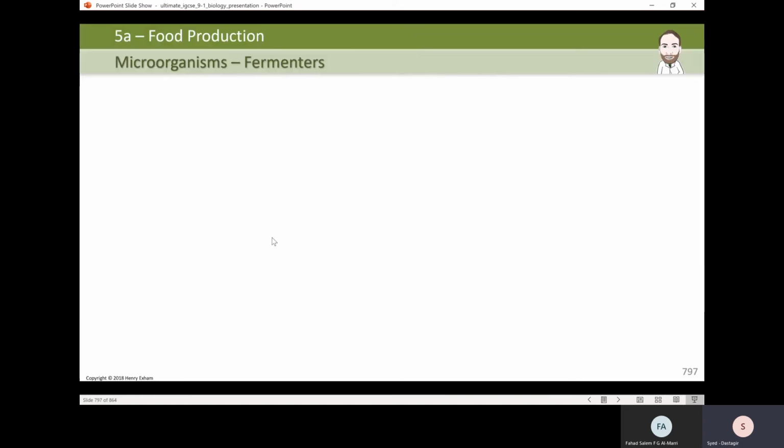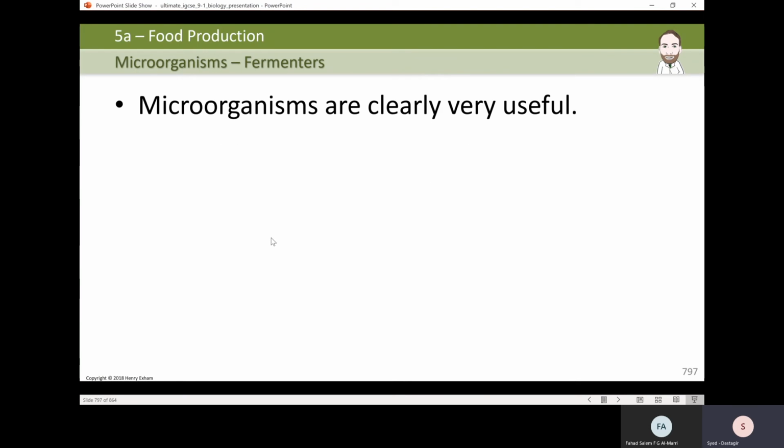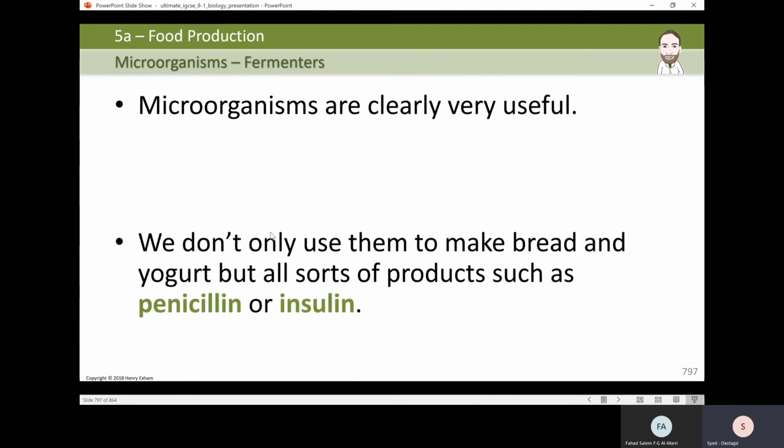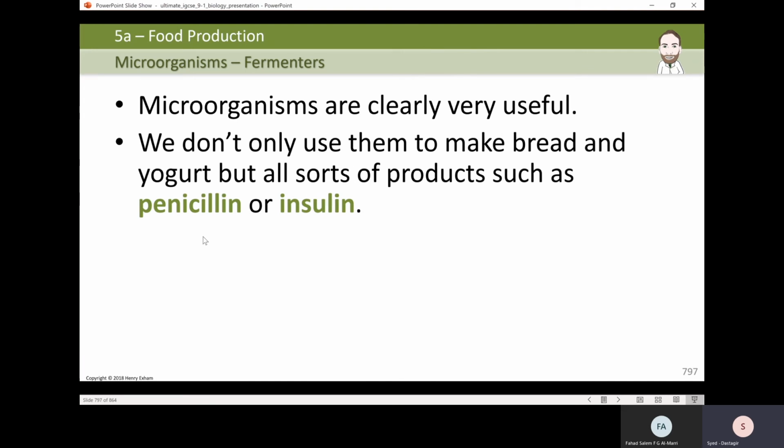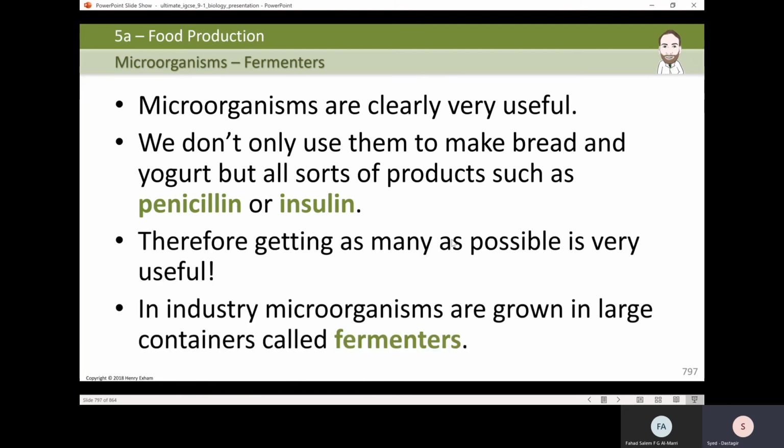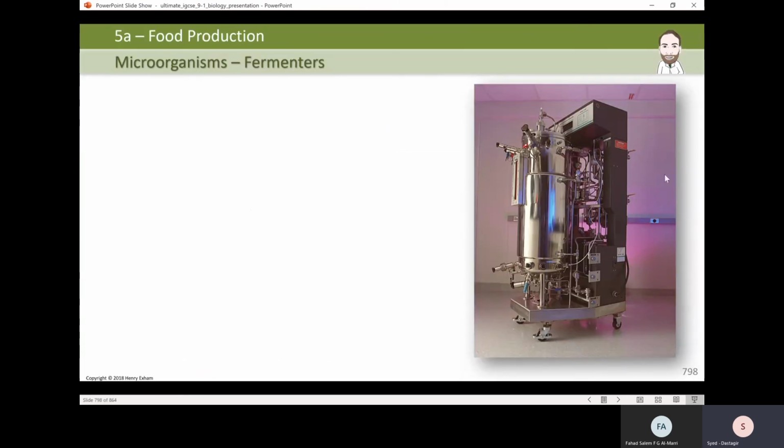So now this is our topic for today, fermenters. So microorganisms, as we've seen, they're very useful. We also use them in production of penicillin and insulin. Now, we need to grow them in something called a fermenter, this machinery here.